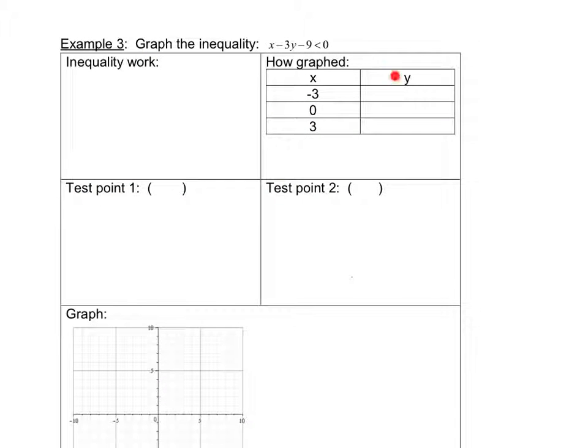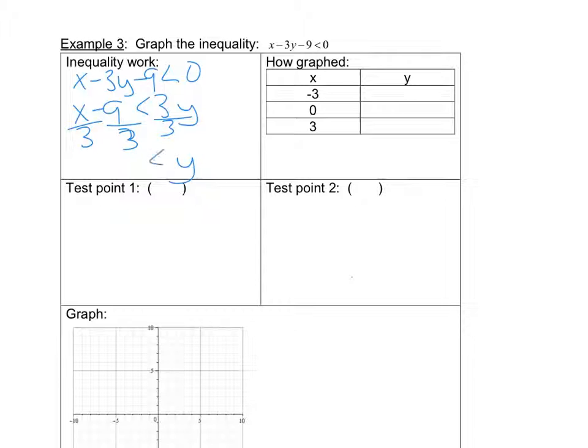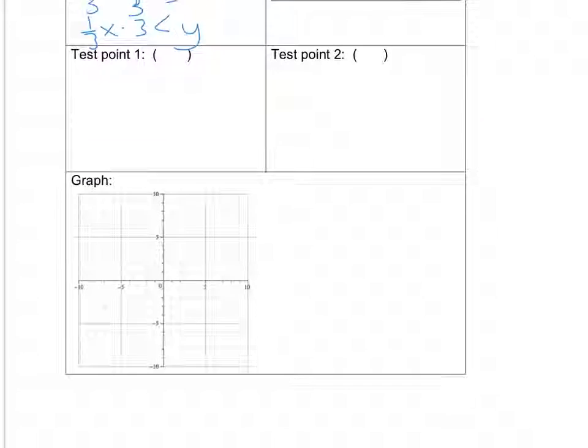Alright, so we have a couple options. You could use a table, plug in and calculate, or I would do this. I would say x minus 3y minus 9 less than 0, add the 3y over, divide everything by 3, you get y is greater than 1/3 x minus 3. Now you could still plug those in and get negative 4, plug in 0, you get negative 3, plug in 3, you get negative 2. But again, if we identify the slope and the y-intercept, you can just graph those.